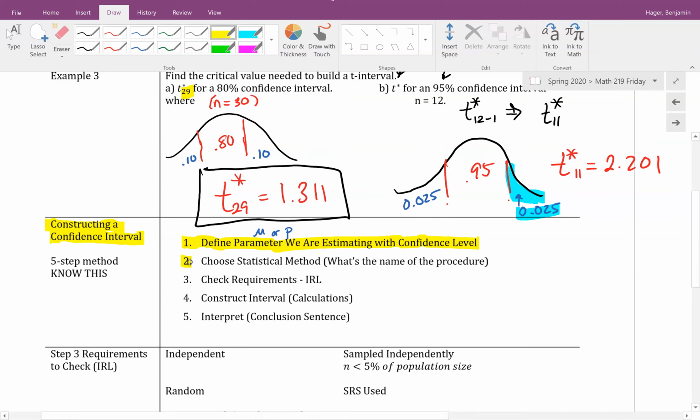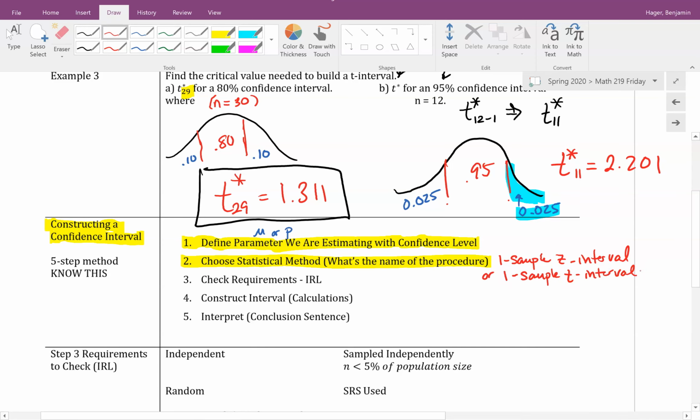The next thing we're going to do is we're always going to state the statistical method we're going to use. Right now, all we've got are one sample z-test interval, or a one sample t-interval.